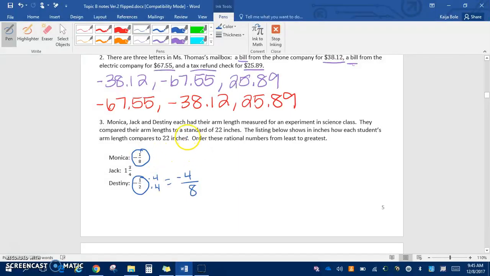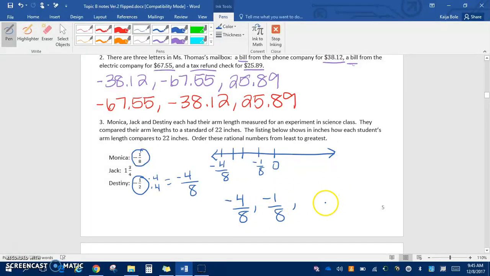So now if I'm going to order them from least to greatest, I think about on a number line maybe. If we have 0, this would be negative 1/8, this would be negative 2, negative 3, and this would be negative 4/8. So if we're going to put them least to greatest, we would have negative 4/8, negative 1/8, and then finally our positive number 1 3/4.